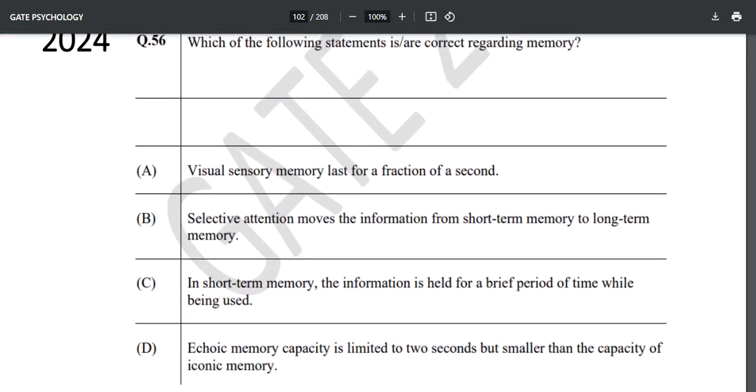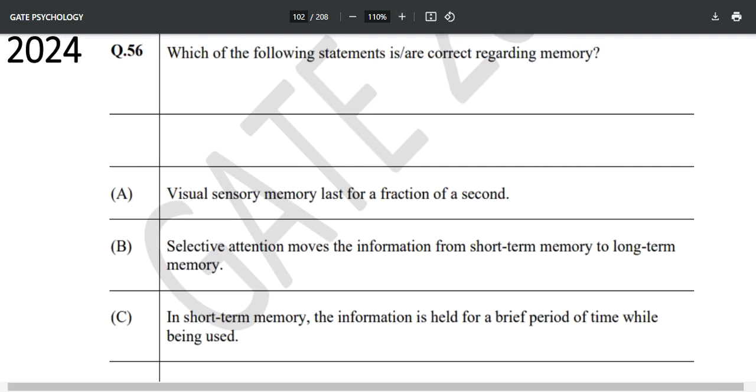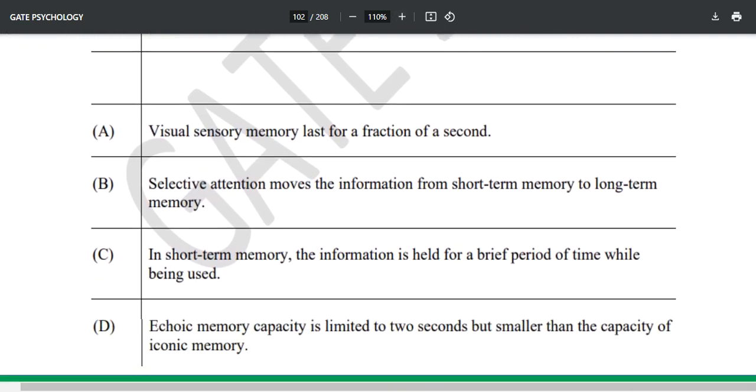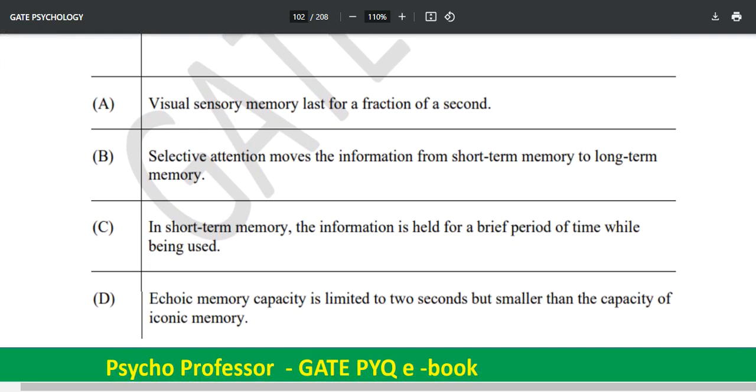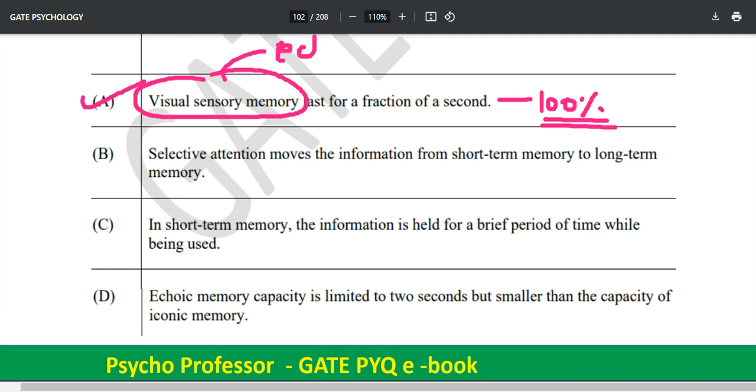Now, talking about this question: which of the following statements is/are correct regarding memory? So we will talk about memory now. First statement: visual sensory memory lasts for a fraction of a second. Yes, it is correct, 100%. Visual memory. Now with this, what will we remember? With visual sensory memory, we also have echoic memory as well. Okay, echoic memory. Iconic and echoic. They can ask you again.